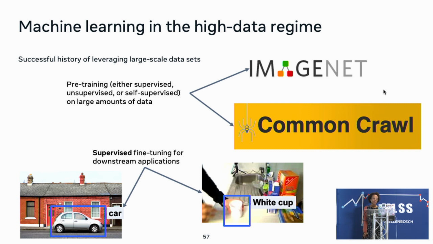These are just some examples of the types of downstream tasks you might be interested in. For example, object localization for different types of applications. Autonomous driving might be one of them.